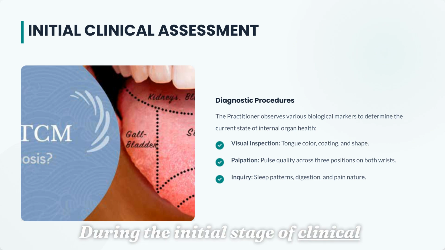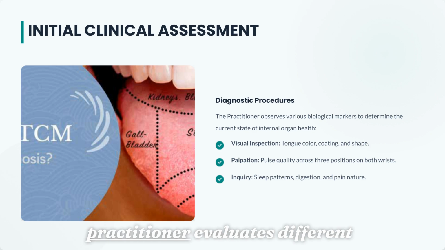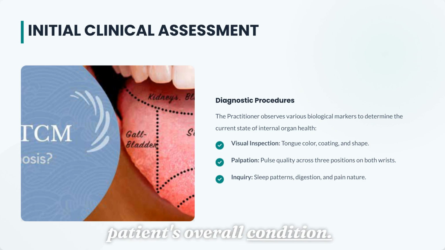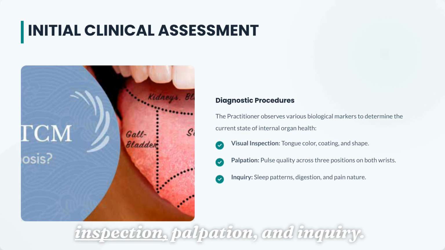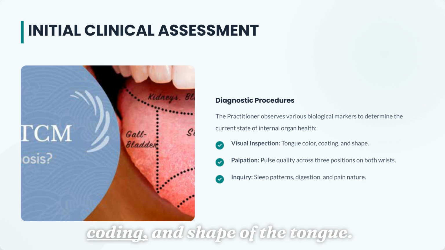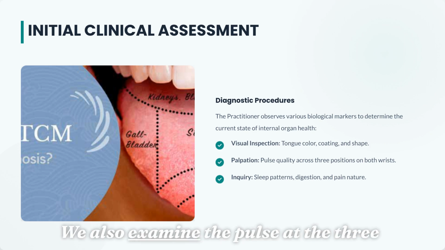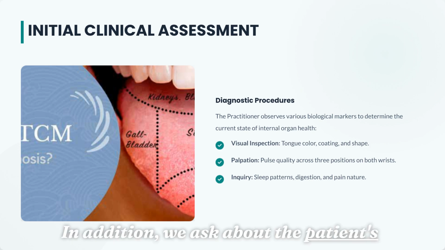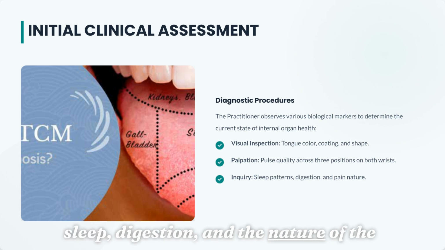During the initial stage of clinical observation and diagnosis, the practitioner evaluates different biological signs to understand the patient's overall condition. We usually do this through visual inspection, palpation, and inquiry. For example, we look at the color, coating, and shape of the tongue. We also examine the pulse at the 3 positions on both wrists. In addition, we ask about the patient's sleep, digestion, and the nature of the pain.